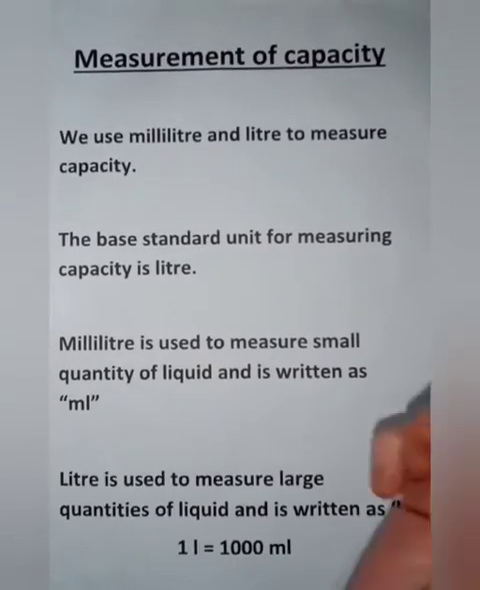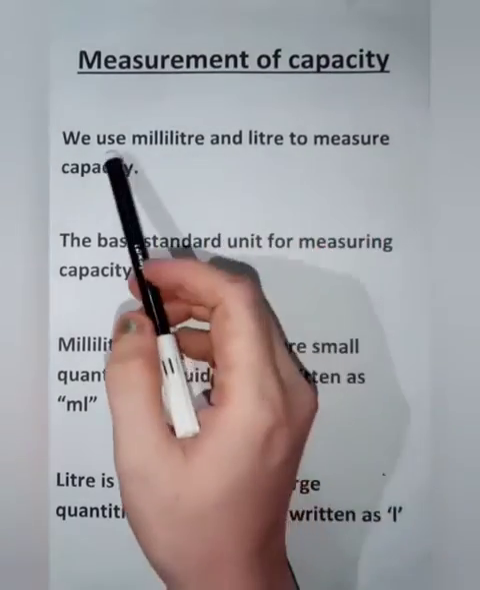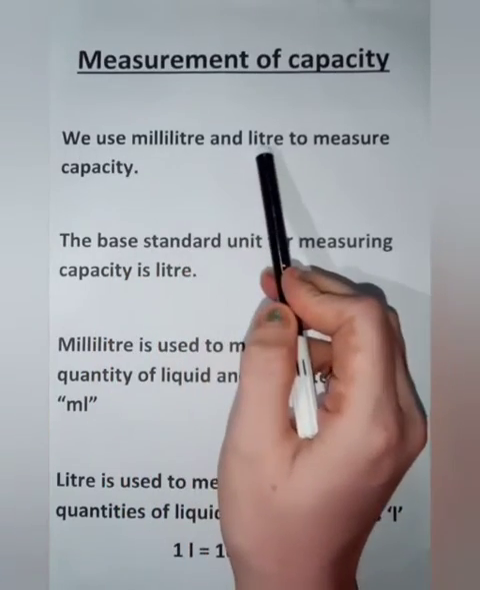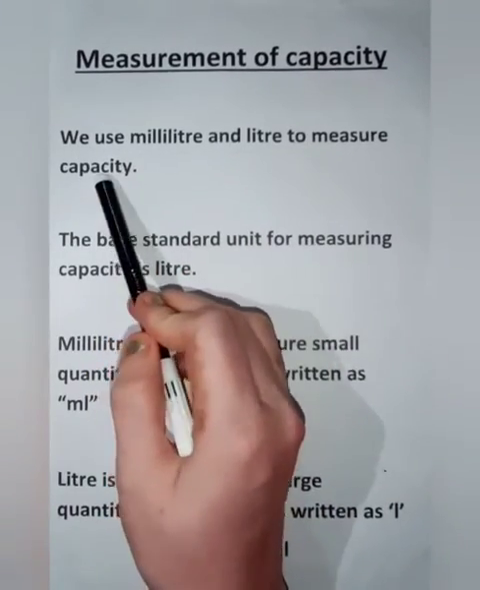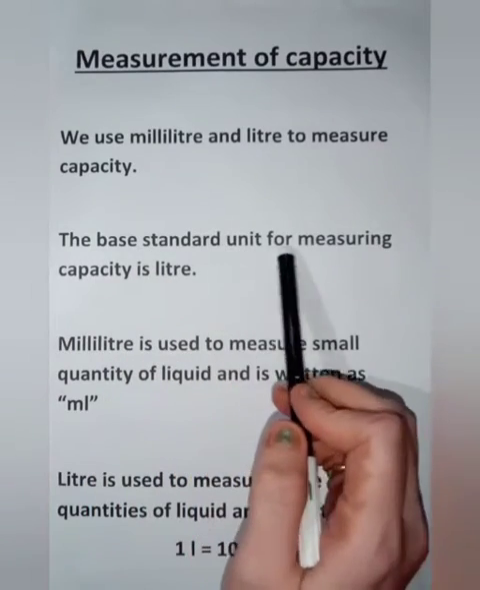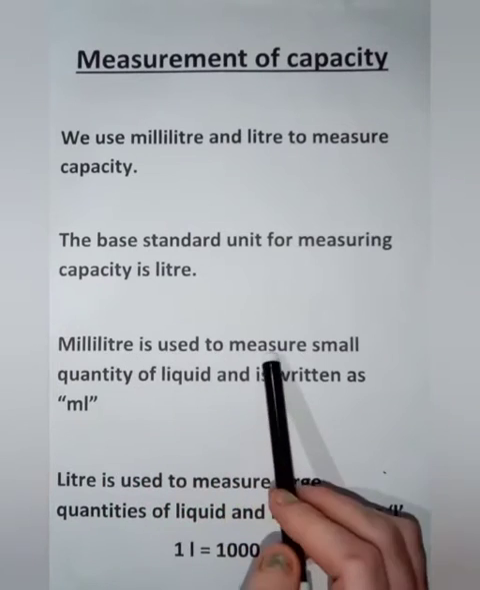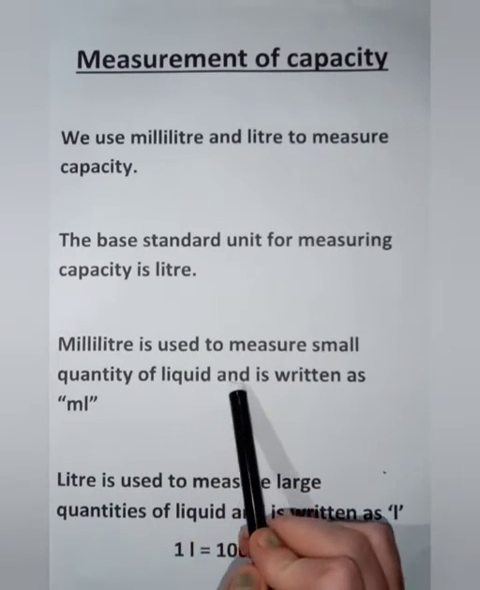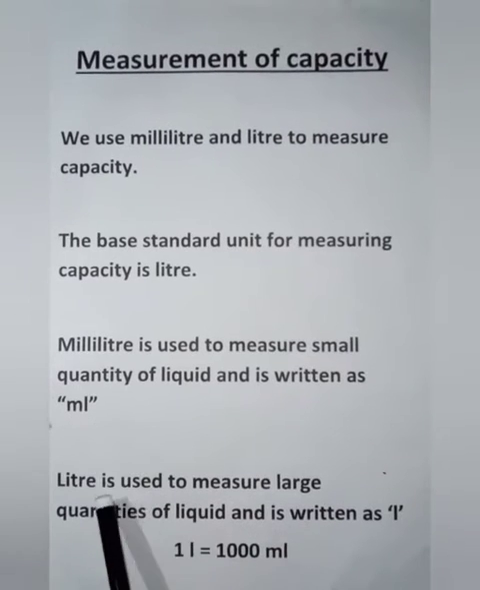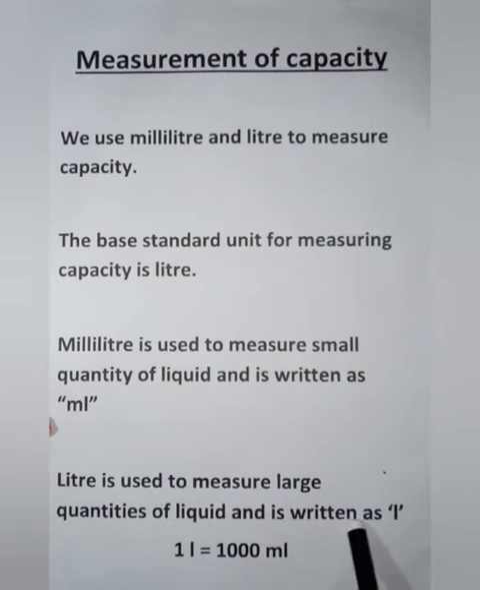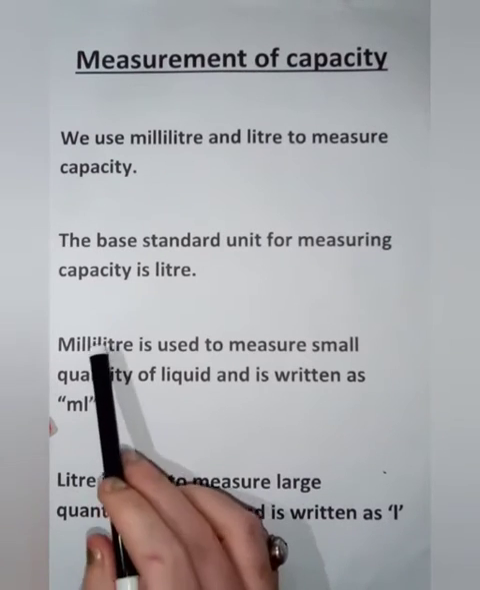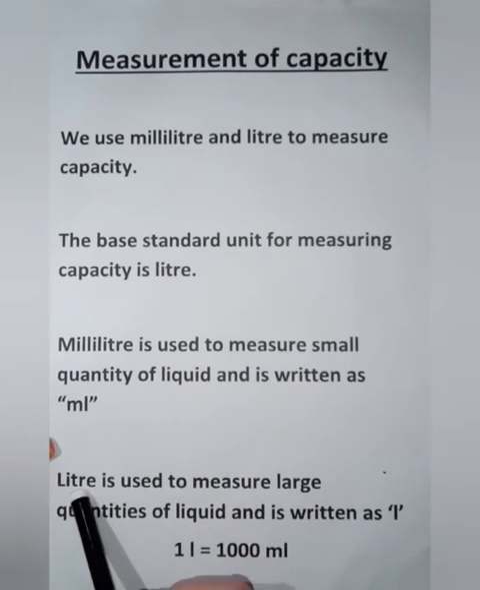Students, let's have a revision. Measurement of capacity. We use milliliter and liter to measure capacity. The base standard unit for measuring capacity is liter. Milliliter is used to measure small quantity of liquid and is written as ml. Liter is used to measure large quantities of liquid and is written as L. 1 liter is equal to 1000 milliliter.